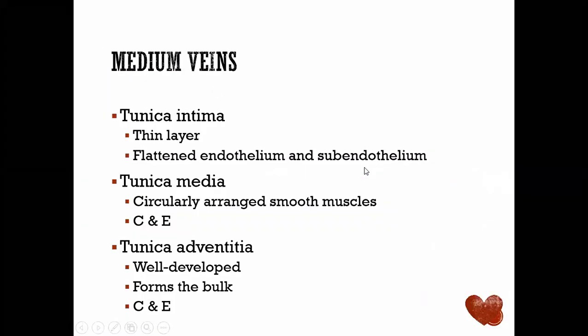Now with the medium veins: tunica intima, a thin layer of flattened endothelium and presence of subendothelium. Tunica media, circularly arranged smooth muscles, and then you have your connective tissue and your elastic fibers. Tunica adventitia is well developed and forms the bulk of your medium veins.